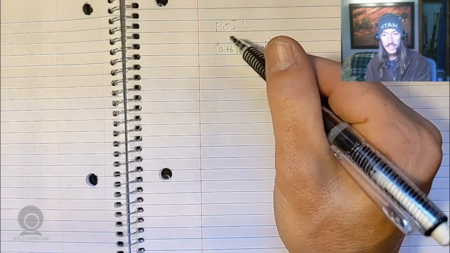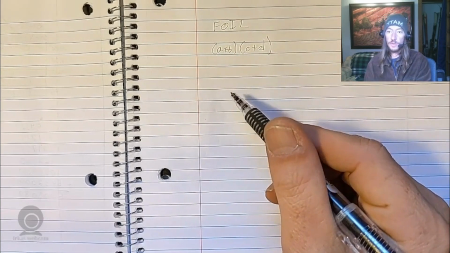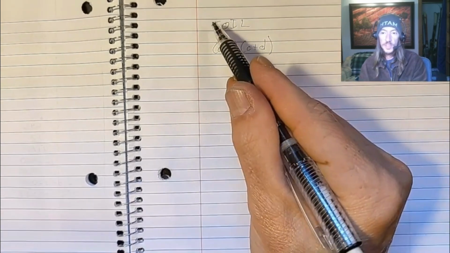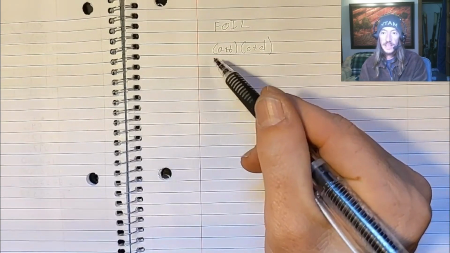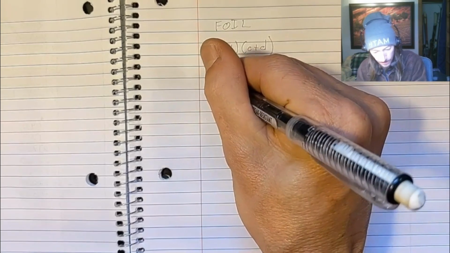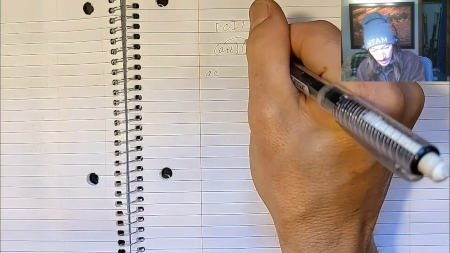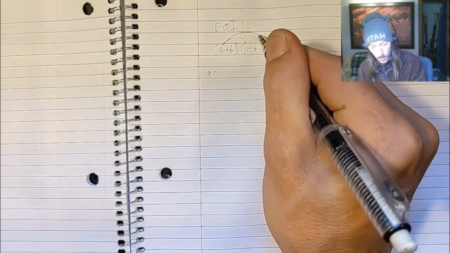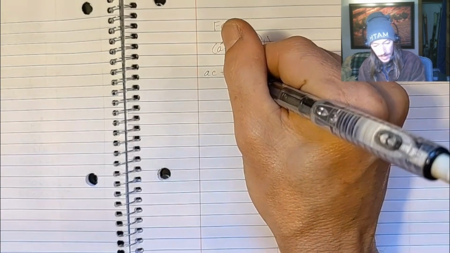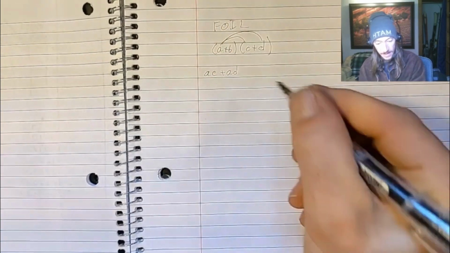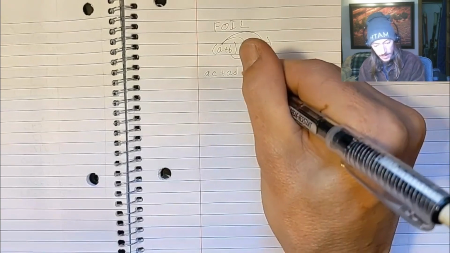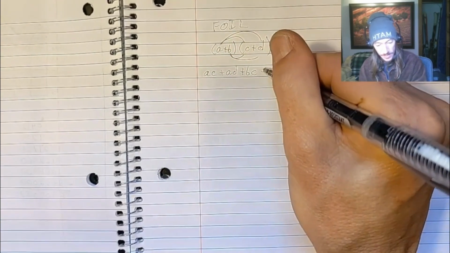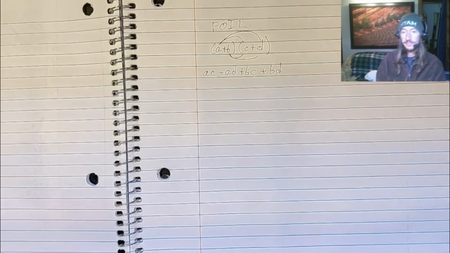So FOIL stands for, let me just refresh on what this solution actually is. We multiply the first terms, that is the A and the C. There's first terms. And then outer terms, O, that's A and D. And we're adding all these together. Inner terms, B and C. And last terms, B and D.